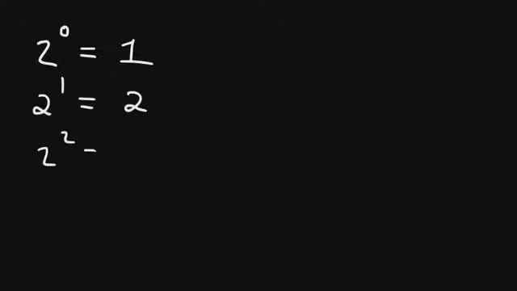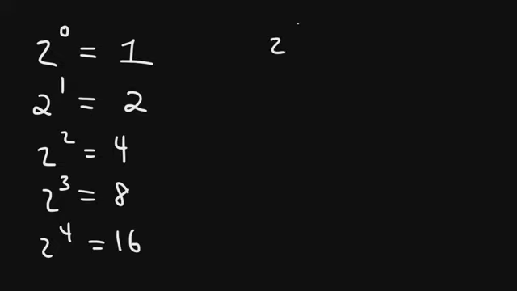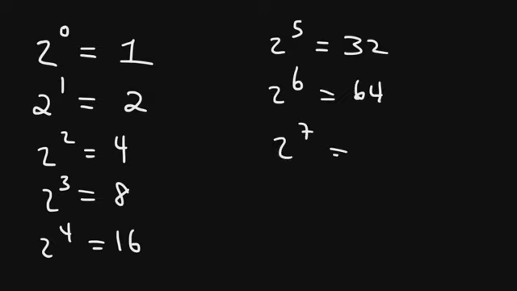Now, here's some information that you may want to know. 2 to the 0 power is 1. In fact, anything raised to the 0 power is 1. 2 to the first power is 2. 2 squared is 4. 2 to the third is 8. 2 to the fourth is 16. And then 2 to the fifth power is 32. 2 to the sixth is 64. 2 to the seventh is 128. And then 2 to the 8 is 128 times 2, or 256.